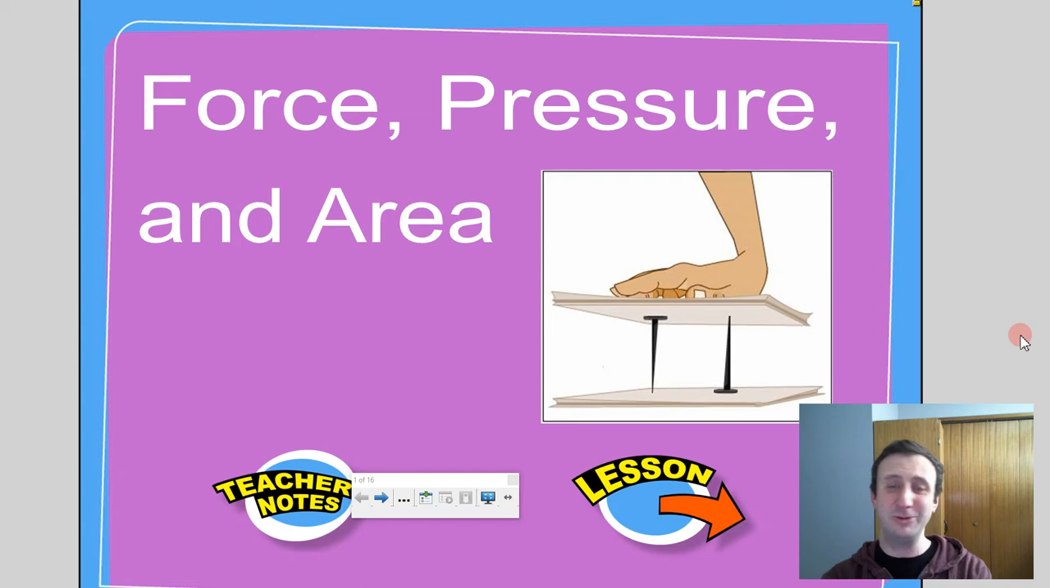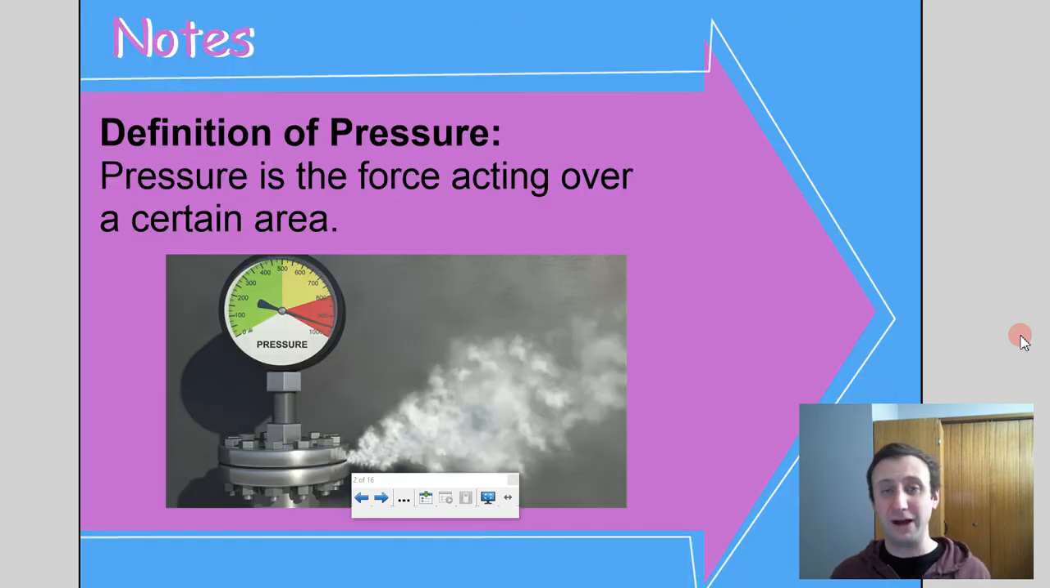This is all about hydraulics and pneumatics and studying how these systems can give us a mechanical advantage. So let's talk first of all about what pressure is. And this is something that I end up talking about in Chemistry 20 in grade 11. It's a pretty complex topic, but the idea of pressure is it's the force acting over a certain area.